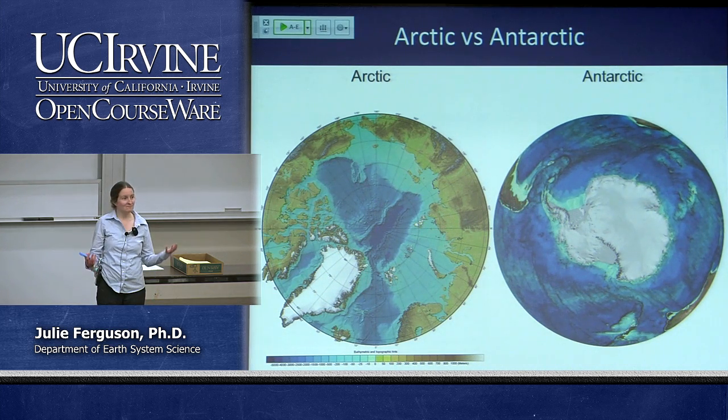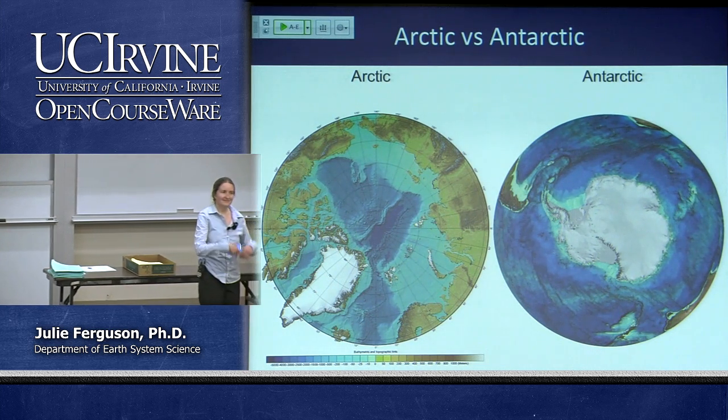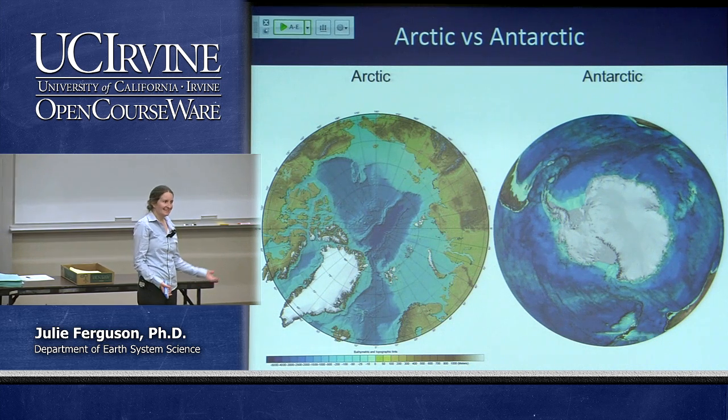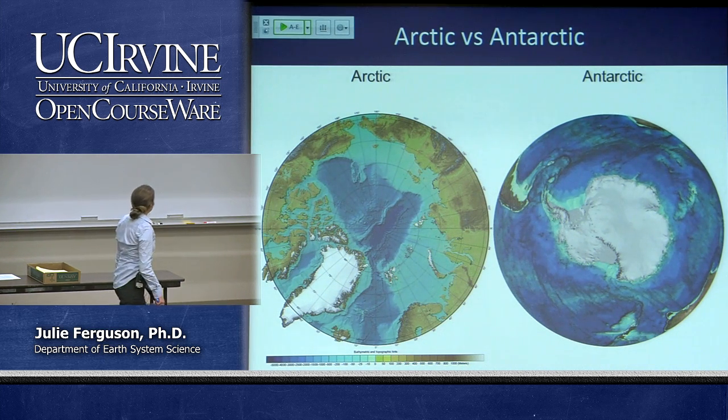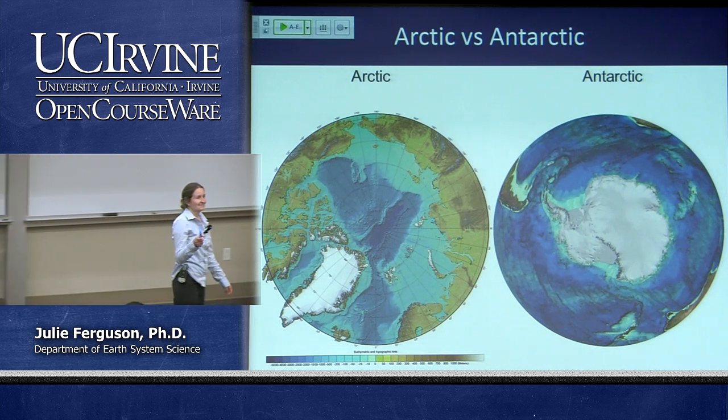Yeah, absolutely. They're mirror images, right? In the Arctic, we have an ocean surrounded by land. And in the Antarctic, we have land surrounded by ocean. Isn't that neat? No one seems that stunned, but it's really fun. And it does affect things like sea ice.